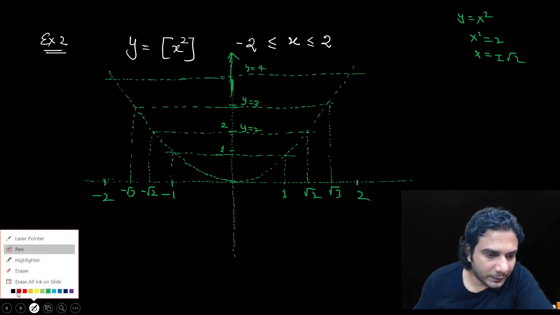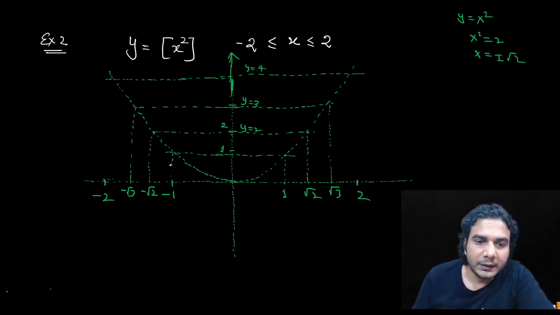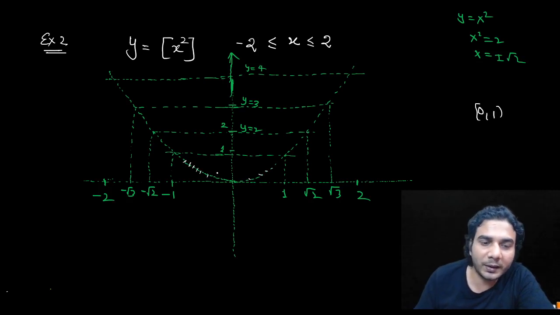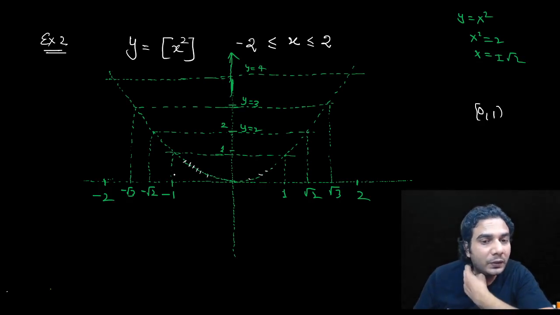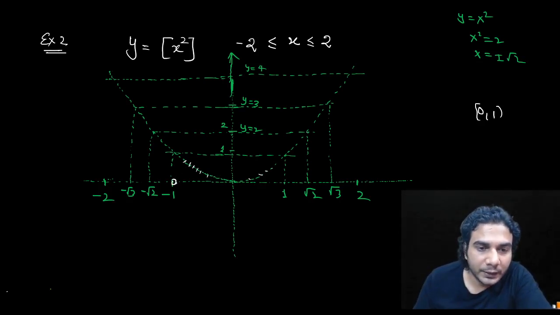So let's plot the greatest integer. You can see between minus 1 and 1, all these values of x square are between 0 and 1, right? Including 0 and excluding 1, because x square will achieve the value 1 at x is equal to 1 and minus 1 only. So you need to plot this.